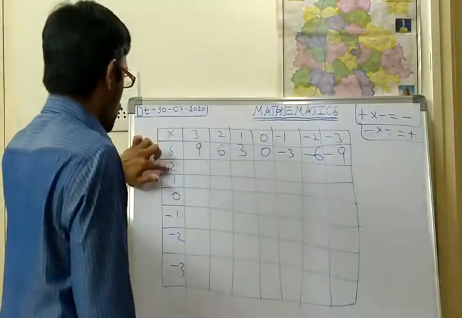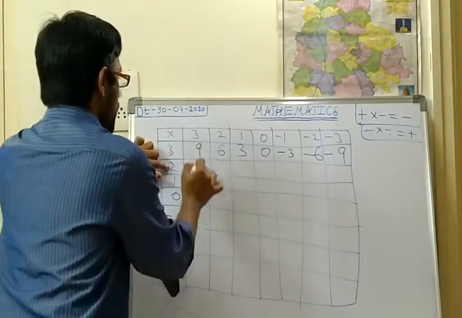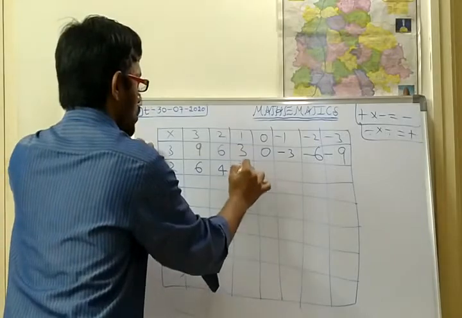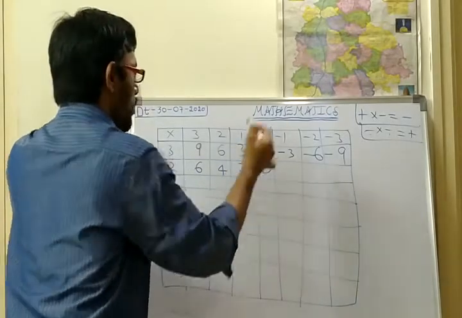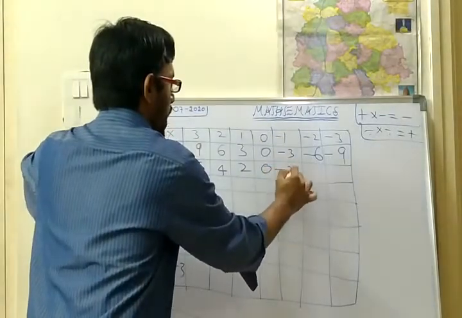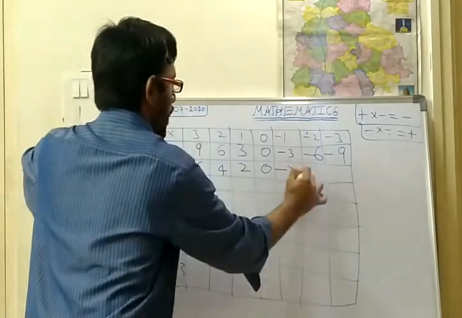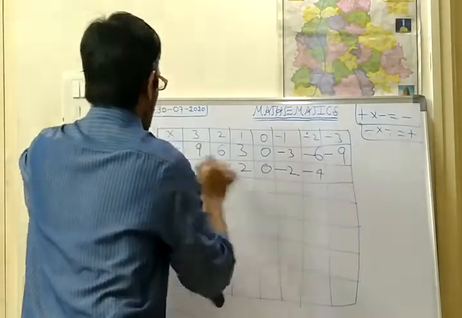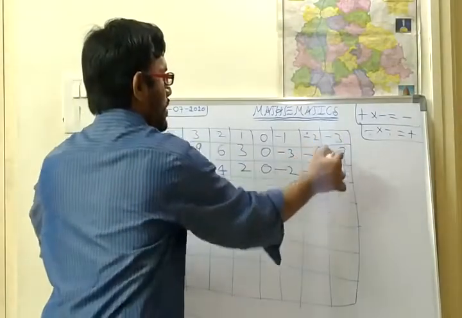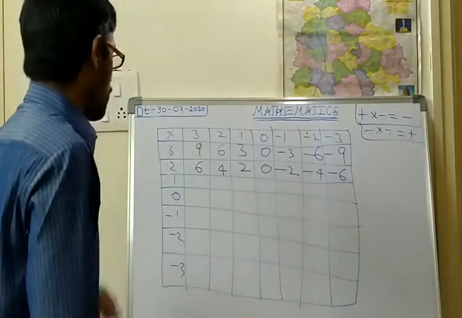Next, taking 2 and multiplying with all these. So 2 into 3, 6. 2 into 2, 4. 2 into 1, 2. 2 into 0, 0. Anything into 0 is 0 only. So 2 into minus 1, minus 2. 2 into minus 2, minus 4, because plus into minus is minus. So 2 into minus 3, minus 6. Like this you have to do.